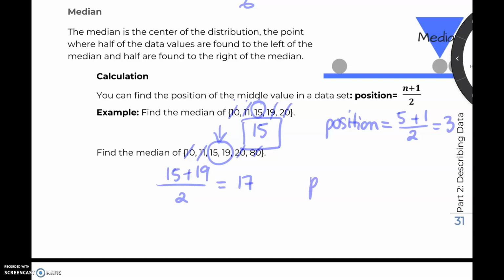And just to look at our position formula, with 6 plus 1 over 2, this would be equal to 3.5, which tells you it's located between the third and the fourth. So you're going to take the third value, you're going to take the fourth value, and you're going to average the two. So fairly straightforward.